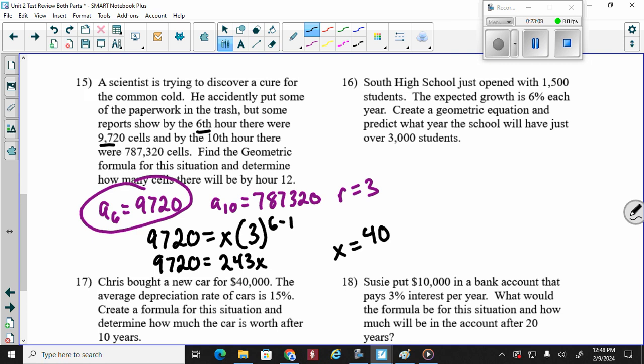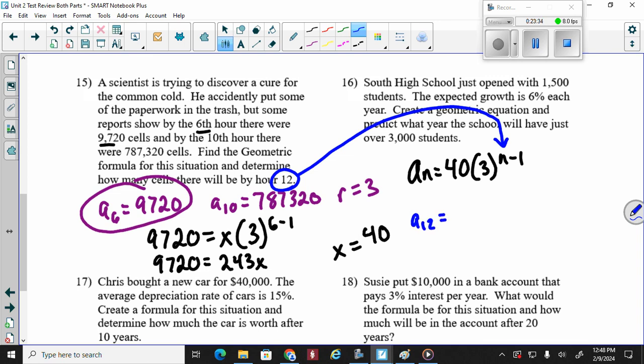That's my first term. So my final answer is going to be a of n is equal to 40, parenthesis 3 to the n minus 1 power. But wait, I shouldn't have said final answer. It says determine how many on hour 12. Well, that's super easy. Just take 12, plug it in there. So 40 times 3 raised to the power of 12 minus 1, which is the power of 11. And we're dealing with big numbers. So A of 12 is going to be 7,085,880 cells.